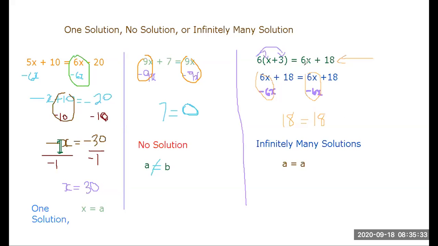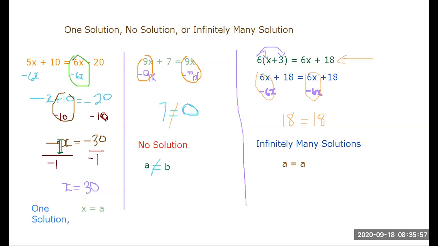I have to solve it to figure out if it has infinitely many solutions. Same with this one. 7 is not equal to 0. Let me put a line through this. Bam, it's not equal. Because 7 is not equal to 0, it's no solution. a is not equal to b. A cat is not equal to a dog. That's literally what it's saying.